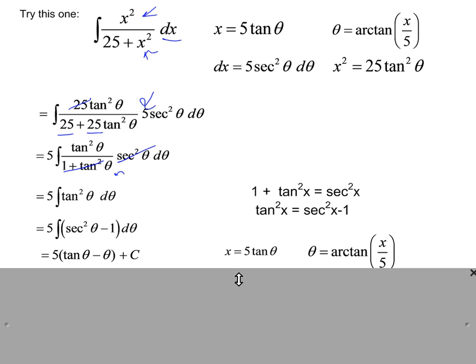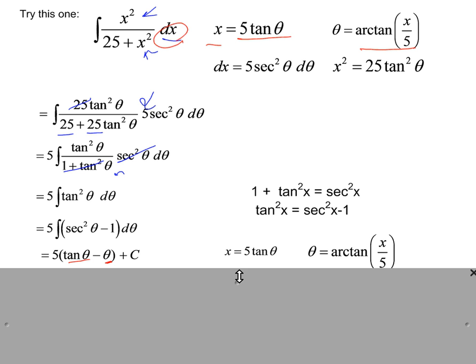There's my answer, but again, always remember to put it back in terms of the original variable once you've actually found the antiderivative. Well, I know that 5 tangent theta is x, so tangent theta is just going to be x over 5. And theta in this case is going to be the arctangent of x over 5.